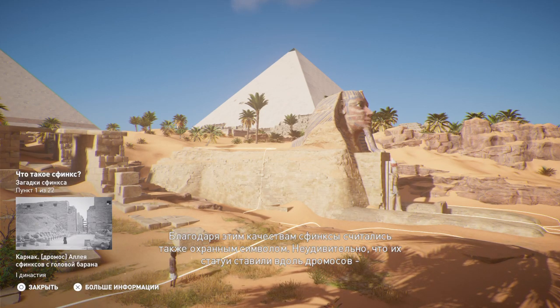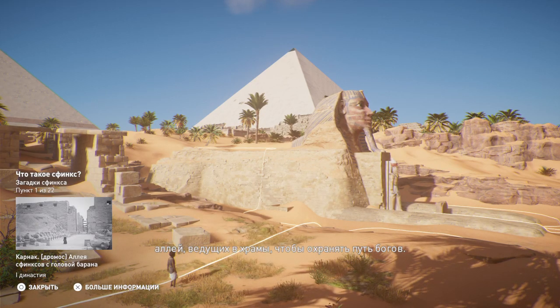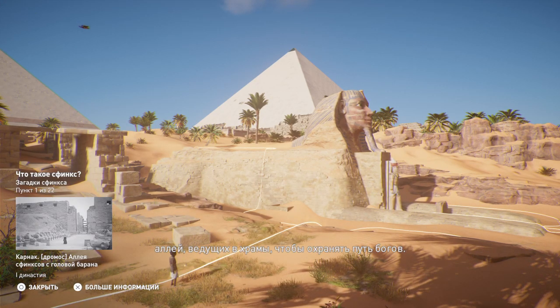Unsurprisingly, statues of sphinxes could be found along the Dromas, protectors of the path taken by the gods to reach the temples.